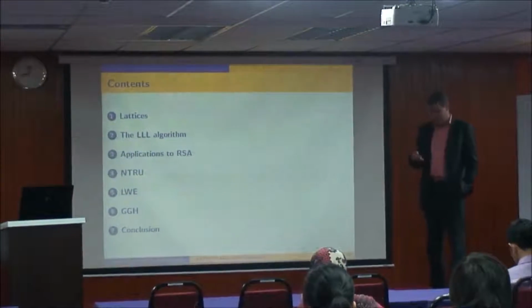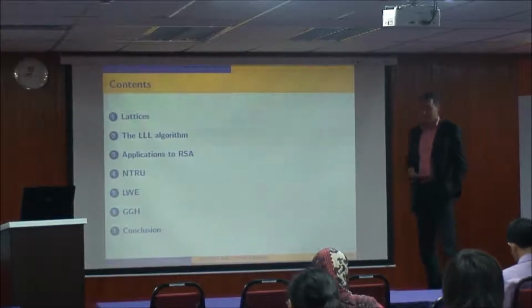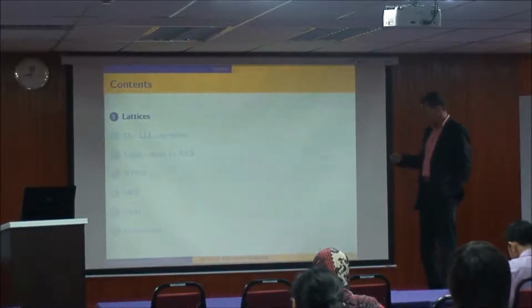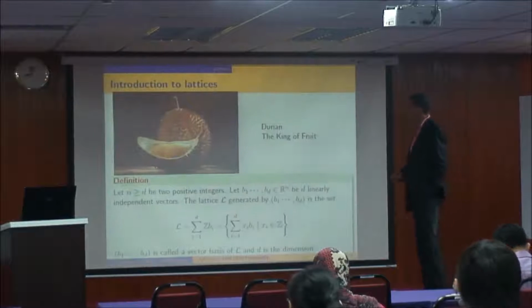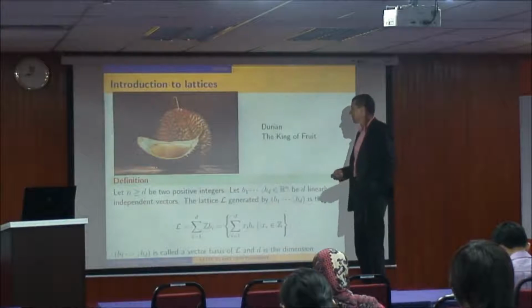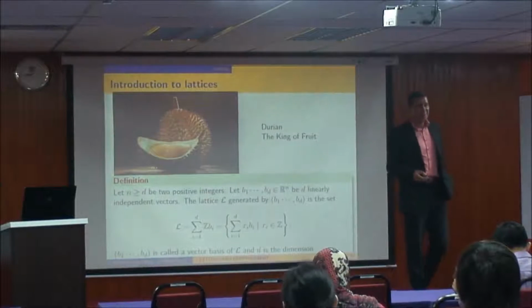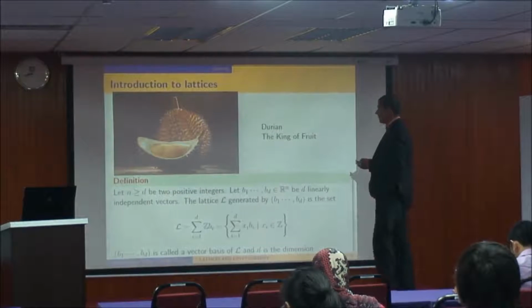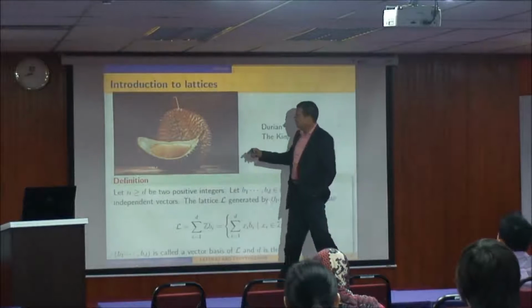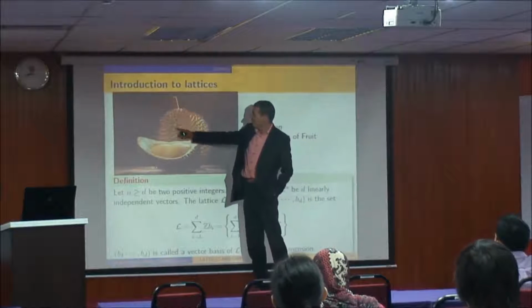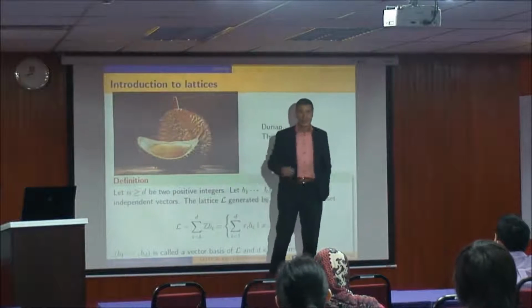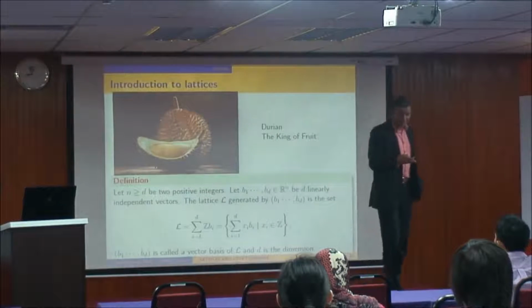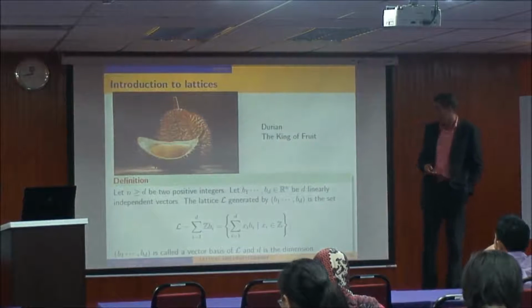So the first part of this talk will be about lattices. A lattice is simply something like a Dorian. If you see the envelope of a Dorian, you can see that there are regular points in it, and this is exactly the definition of a lattice.